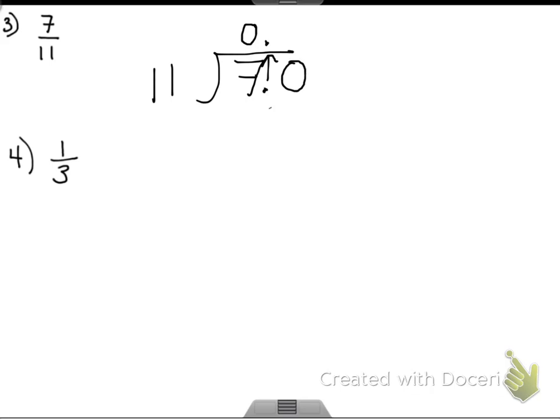Now I add another 0 here. How many times can 11 go into 70? Well, I think 11 times 7 is 77, and 1 less than 7 is 6. So 11 probably goes into 70 6 times. 6 times 11 is 66. Then I'm going to subtract them. 0 minus 6 I can't do, so I need to borrow from the 7. It becomes a 6, and this becomes a 10. 10 minus 6 gives me 4.